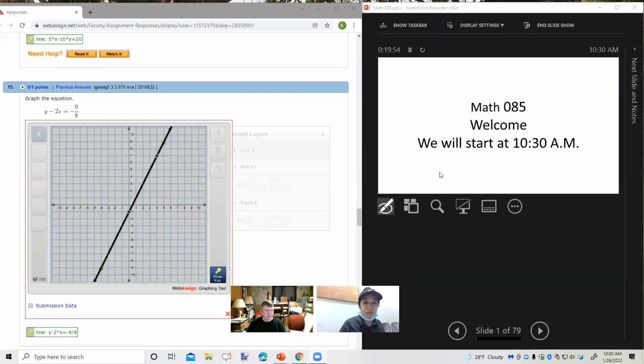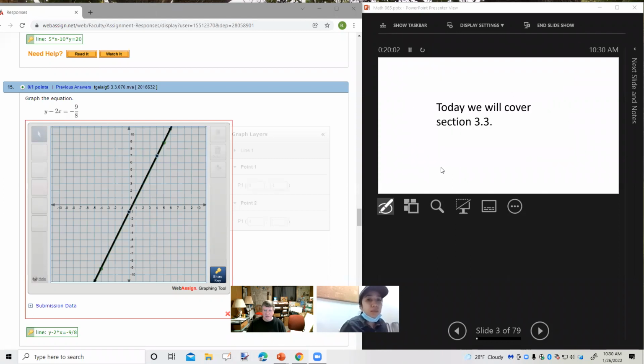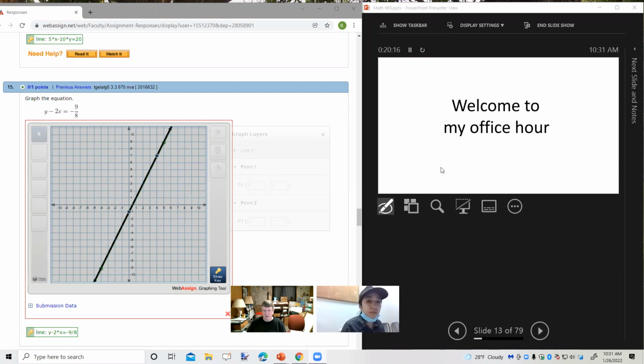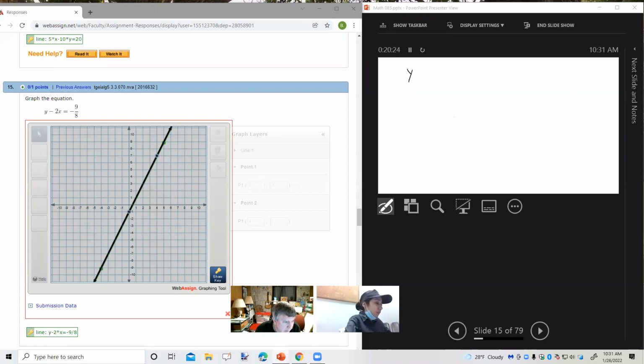We're going to start off by looking at a question from a student. This is actually from today's lesson, but that's okay because the material still pertains to what's going on. It says graph the equation y minus 2x equals negative 9/8.